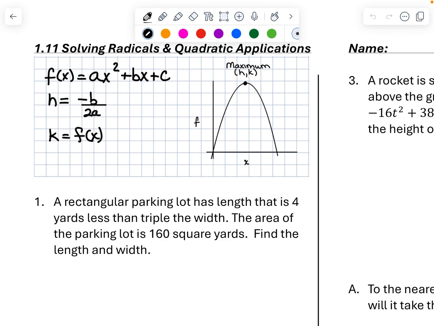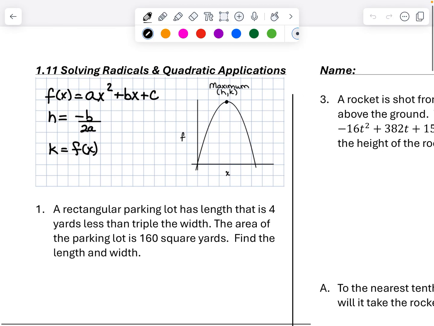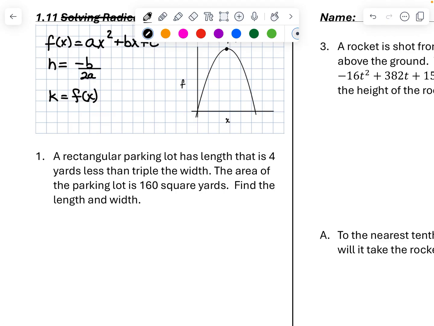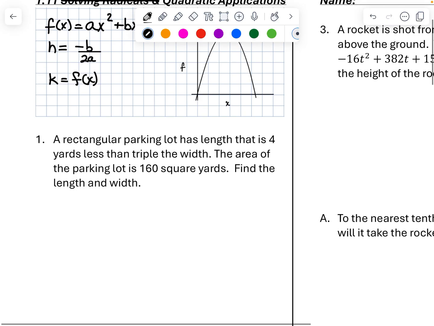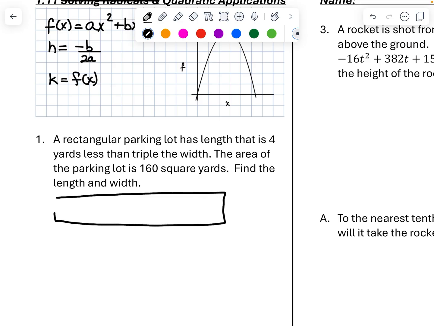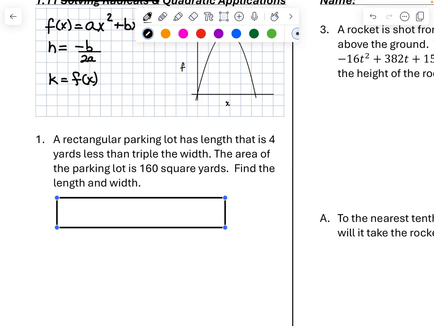All right, my friends, we are going to solve quadratic applications. Just read number one. Number one says a parking lot has a length that is 4 yards less than triple the width. It is a rectangular parking lot, so we are going to draw ourselves a rectangular parking lot. So here is a rectangular parking lot.